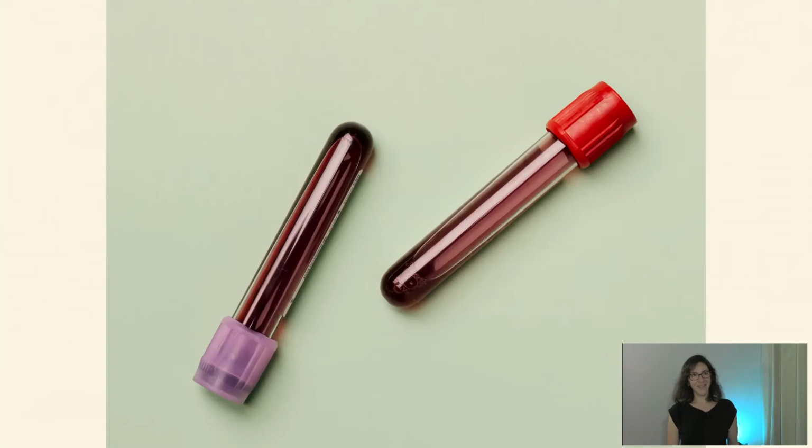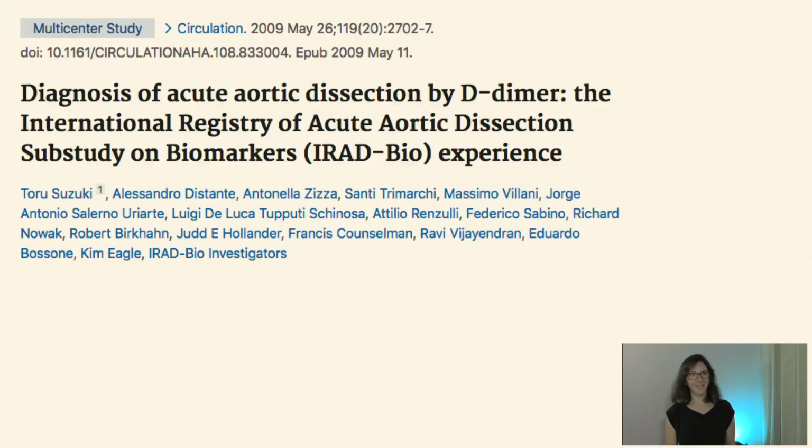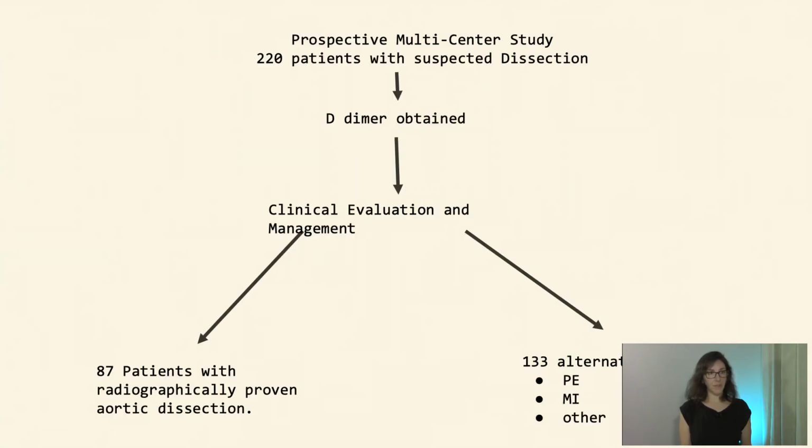All right, the next approach. I think it's one that you're going to be very familiar with because it's the D-dimer. So in 2009, Suzuki et al. performed a prospective multicenter study approaching D-dimer use using that same IRAD database and seeing whether or not there was a way to use the D-dimer to exclude aortic dissection in lower risk patients. So it was a prospective study with centers across Europe, the US, and Japan. They enrolled 220 patients in whom dissection was suspected.